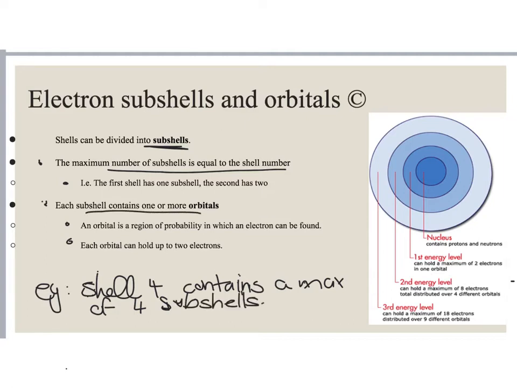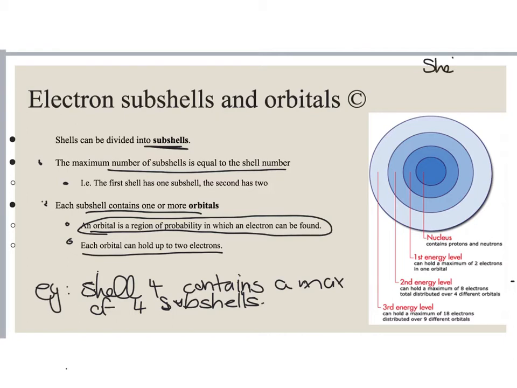And each subshell contains 1 or more orbitals. Now what is an orbital? It's a region where an electron can be found. And each orbital can hold up to 2 electrons. So now we've gone from simply having a shell to having a shell within a shell, so having 4 subshells. We go from shell to subshell, and then each subshell has orbitals. You might want to draw that just to help you think about this.